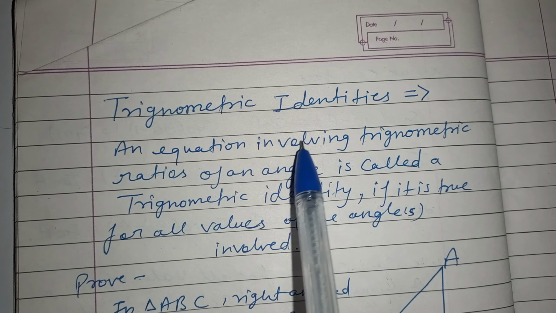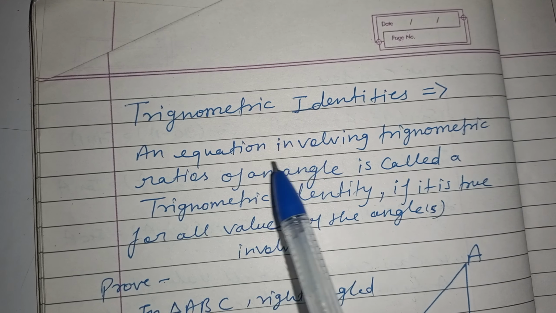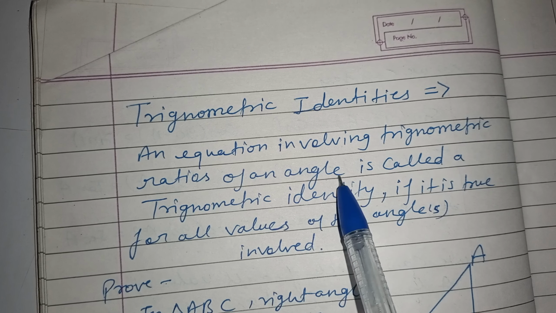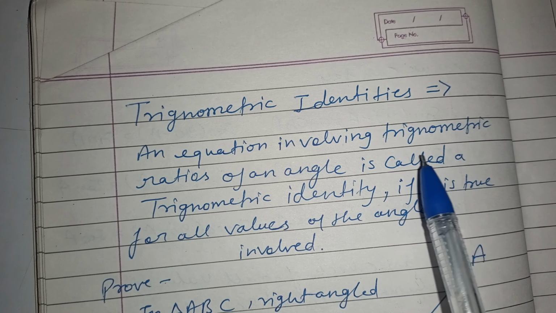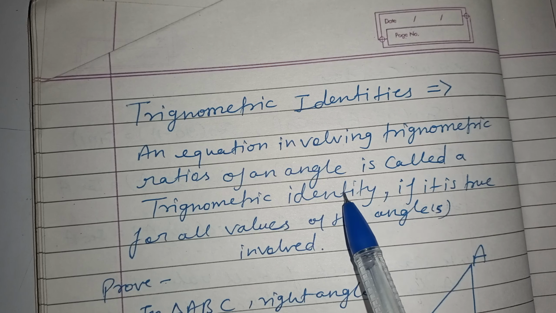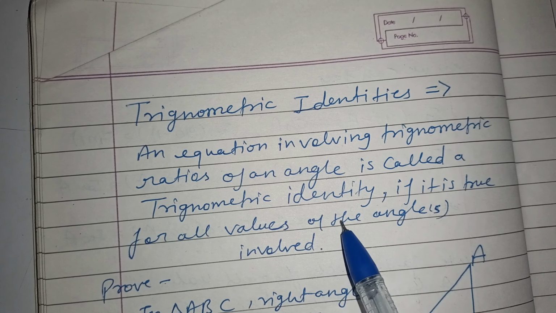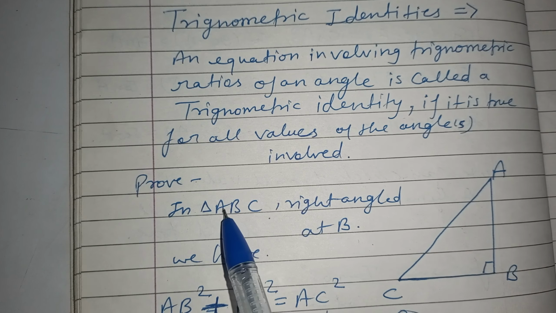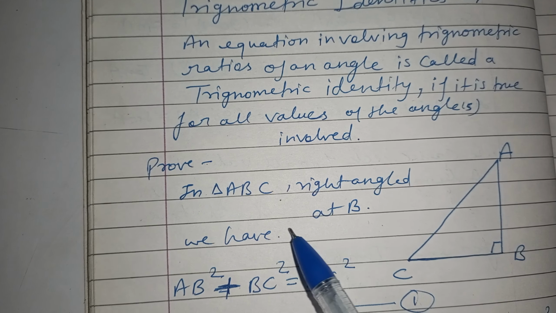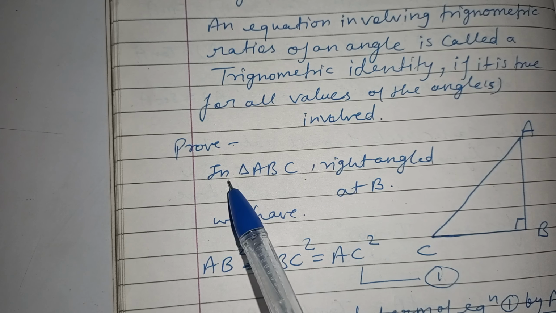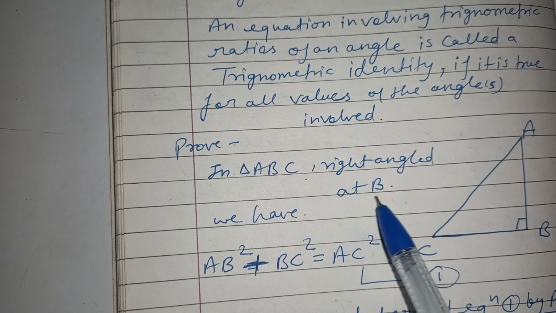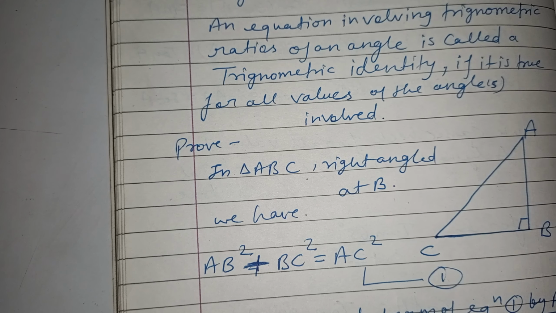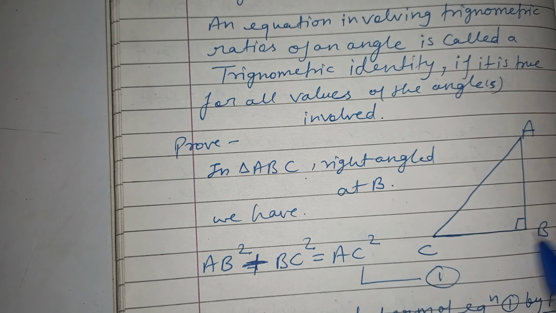So let's talk about trigonometry identities. What are trigonometry identities? First, you have to understand this. An equation involving trigonometry ratio of an angle is called a trigonometric identity if it is true for all values of the angle involved. We can prove these identities by taking triangle ABC, right angled at B. From the Pythagoras theorem, AC square is equal to BC square plus AB square.